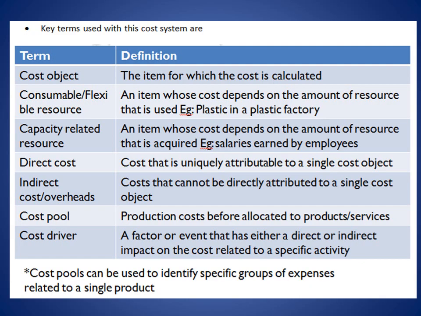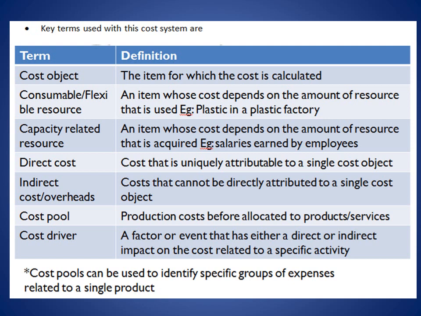The key terms used with this cost system, which is absorption costing. First of all, the cost object, that is the item for which the cost is calculated. A consumable or flexible resource is an item whose cost depends on the amount of resource that is used, for example, plastic in a plastic factory. Then a capacity related resource is an item whose cost depends on the amount of resource that is acquired, for example, salaries earned by employees. Direct cost is the cost that is uniquely attributable to a single cost object.